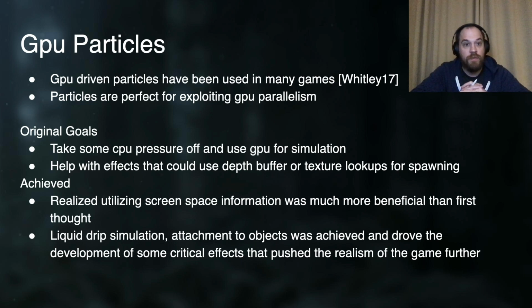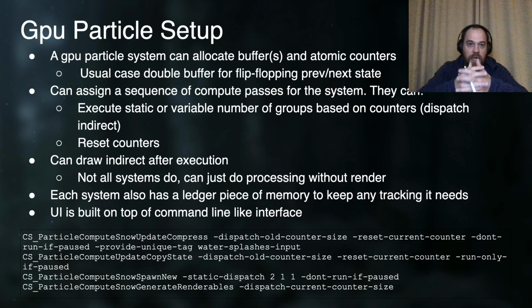However, what we realized is that screen space can actually be used for all kinds of different effects, and there's so much information that could be beneficial for creating effects. And so we created this liquid drip simulation we use for blood and water ribbons. We developed attachment to objects that was pretty cheap, and that pushed the realism of the game much further because we had these new effects to play with.